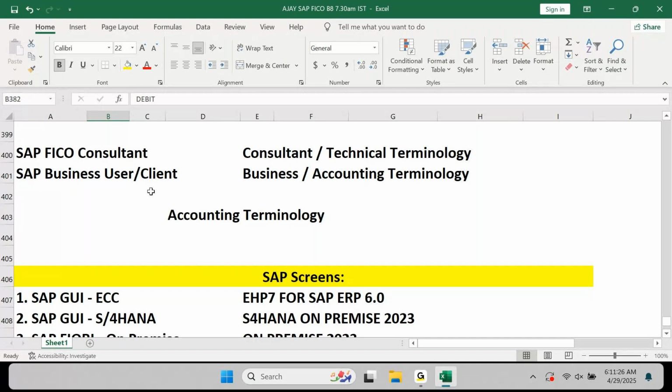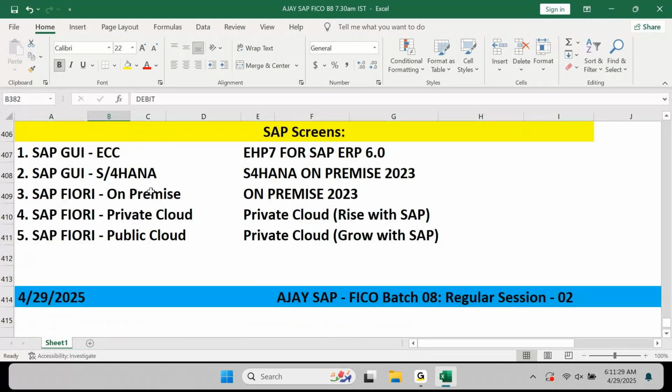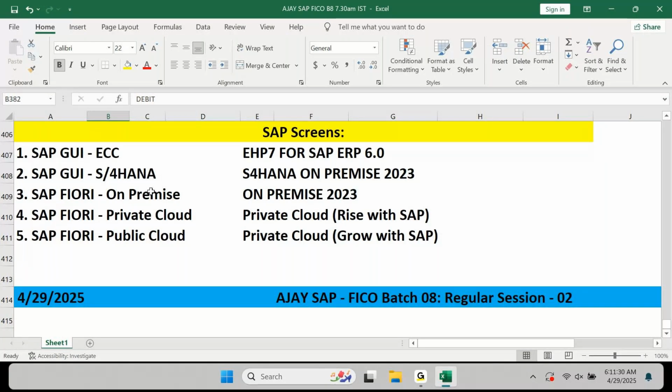And lastly, we have understood these are the SAP screens. Keep in your mind, you'll have to know that there is something called SAP ECC, in which we will be using GUI. You have SAP S4HANA. In SAP S4HANA, we will use GUI. Plus, in SAP S4HANA, you will use on-premise, S4HANA private cloud, S4HANA public cloud.